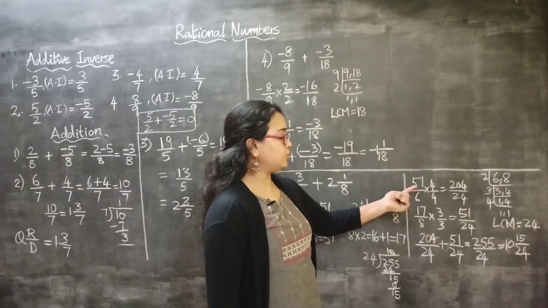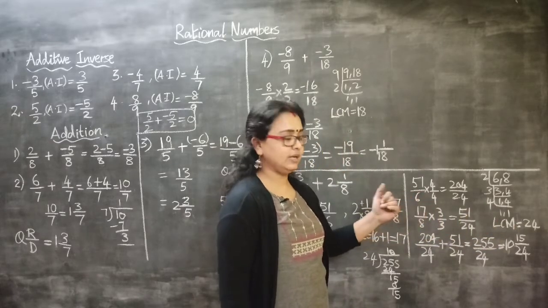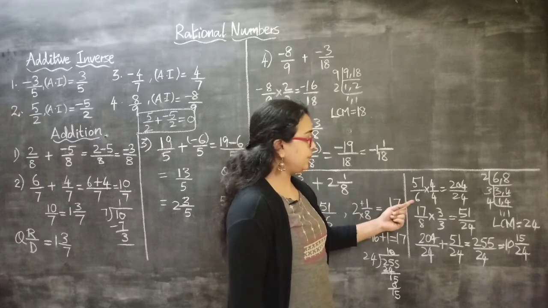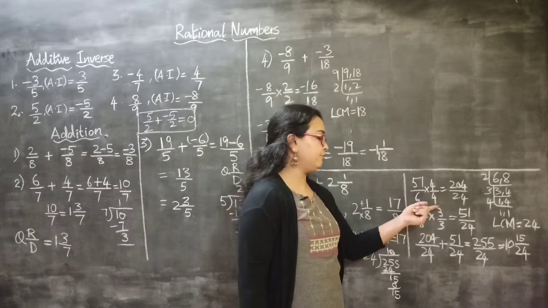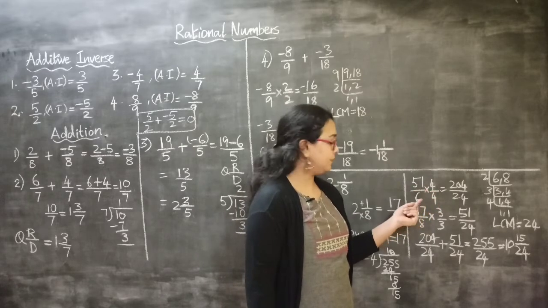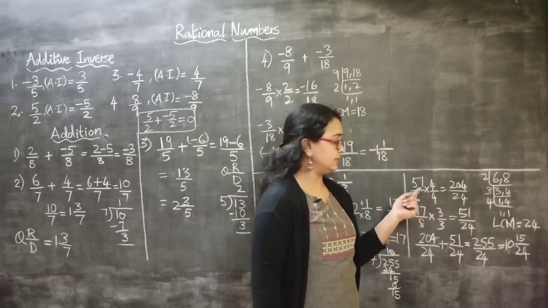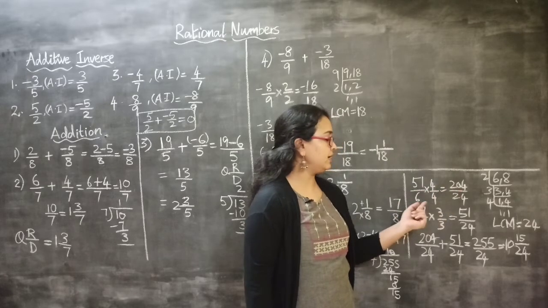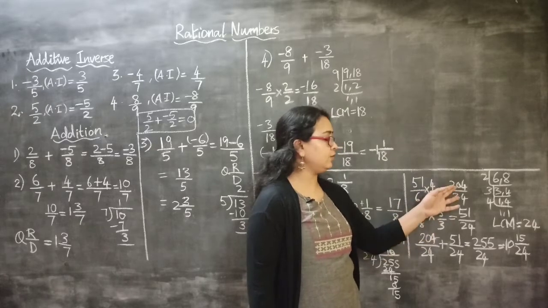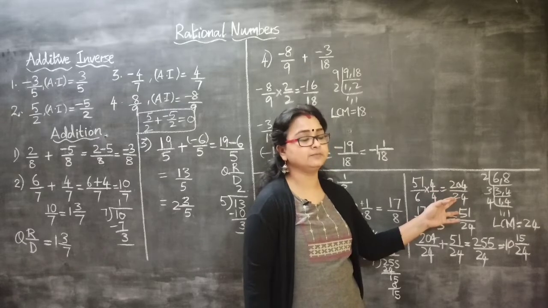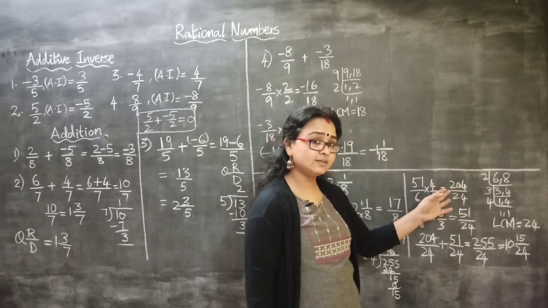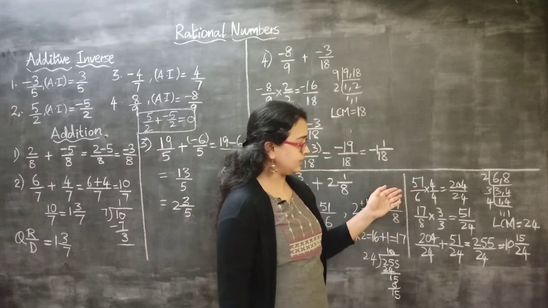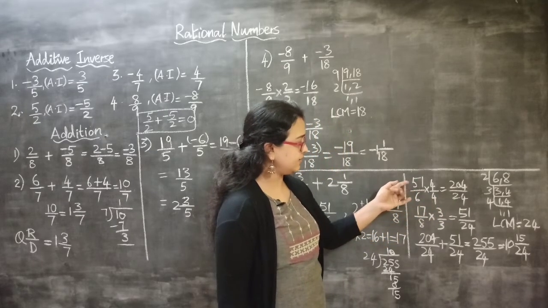So 24 means the denominator should be 24. When the LCM is 24, the denominator should be 24. So 51 by 6 to be multiplied with 4 by 4. Why? Because 6 4s are 24. That is the reason. So when I am multiplying 51 into 4, I will be getting 204, and 6 4s are 24. So we are getting 204 by 24 as the answer for converting the equivalent rational number of 51 by 6.